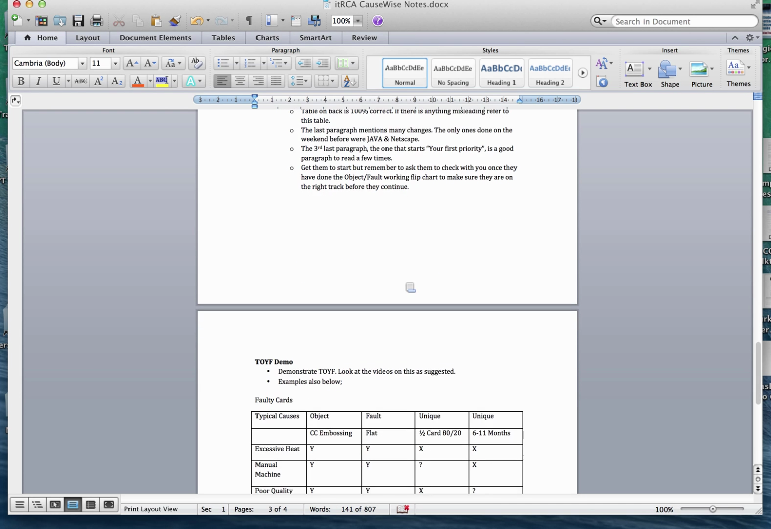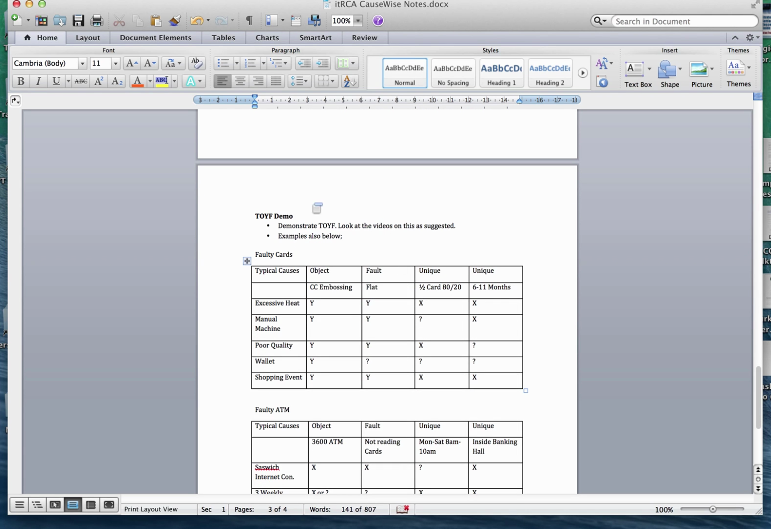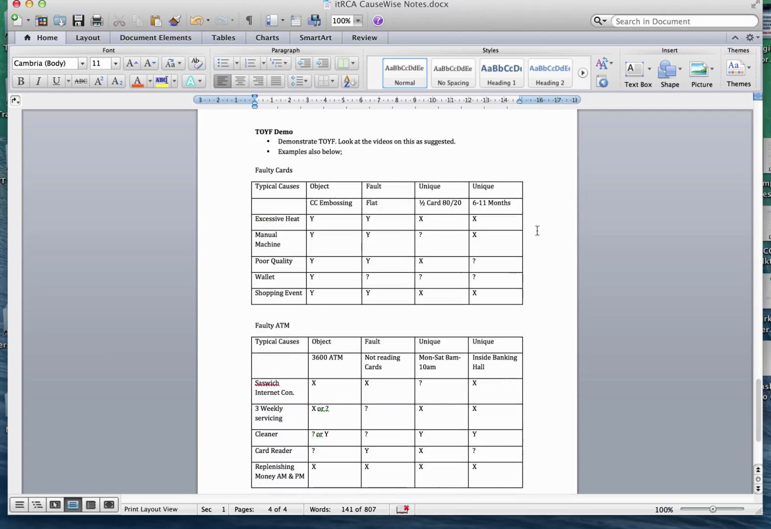When you've done that, if you've got time at the end of the day, it's a great time to spend 15 minutes doing one or both of these thinking on your feet demonstrations. For the faulty cards, I have already pre-populated the typical causes that you've got from the case study you've done, but get them to say, what was the object? They'll say it was a credit card embossing. What was wrong with it? It was flat. What was unique about this situation? They should give you some input here. I normally have a half card, 2080, and 6 to 11 months. It just makes this example flow very well.